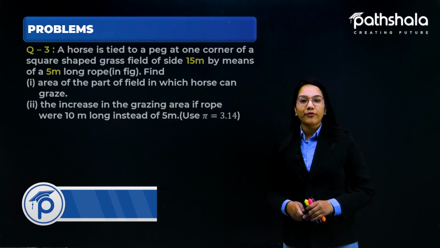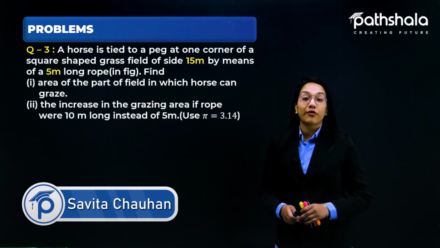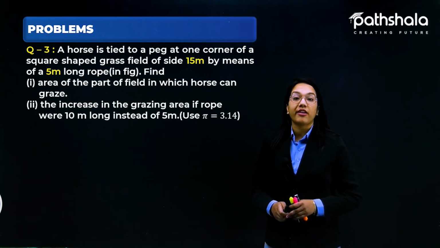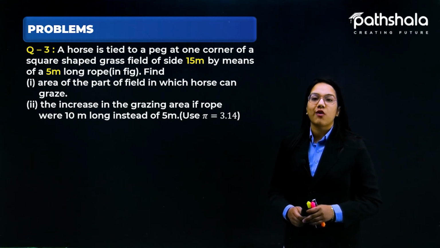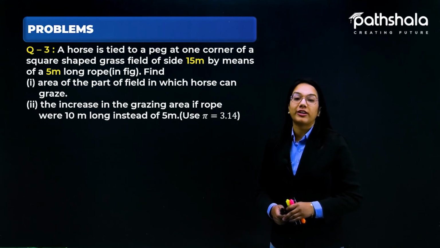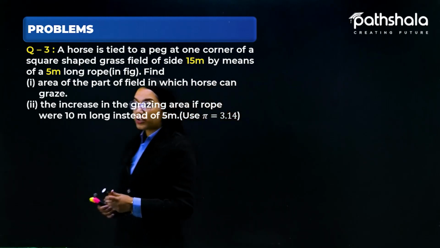Now let's move on to question number 3, which says: a horse is tied to a peg at one corner of a square-shaped grass field of side 15 meters by means of a 5 meter long rope. Find the area of the part of the field in which the horse can graze, and the second part is the increase in the grazing area if the rope were 10 meters long instead of 5 meters. So let's start the solution for this question.